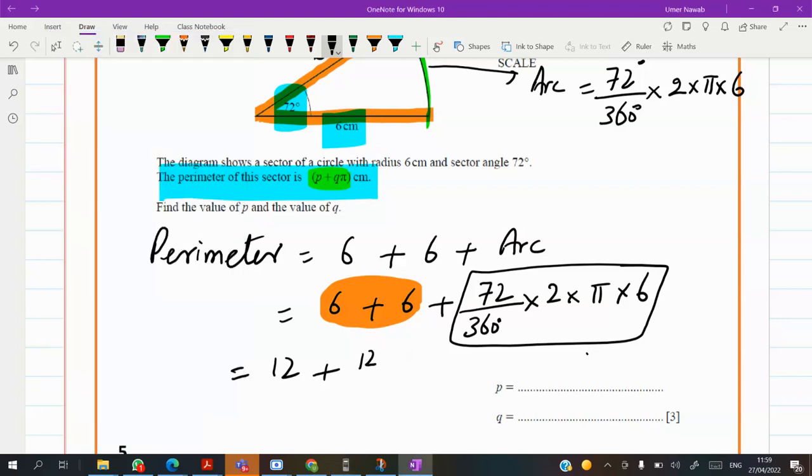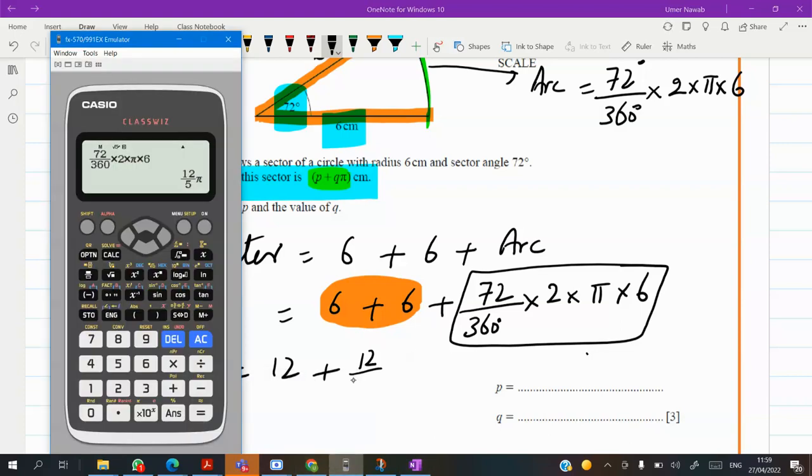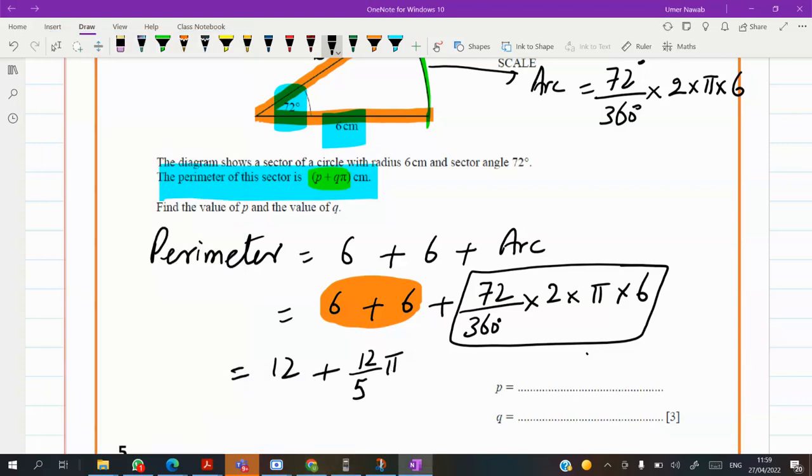So 12 over 5 pi. Imagine the constant which is without pi, that is 12. He said it is p. So p is 12. And which number is written beside pi? That is 12 over 5. So it has to be q. So 12 over 5. I hope it clears.